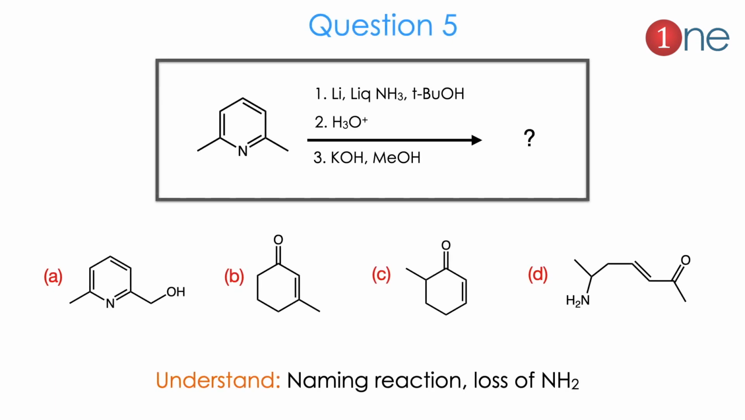Then question number 5. The starting material is a pyridine with methyl groups in the 1 and 6 positions, and the reagents are lithium and liquid ammonia, hydrolysis, and KOH and MeOH. The products are substituted ones; there will be removal of nitrogen, or there can be a ring opening. Here you have to know the named reaction, and you have to observe that the nitrogen is leaving from the product. So you have to think that way.